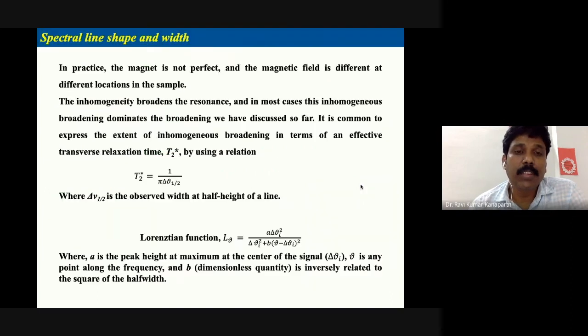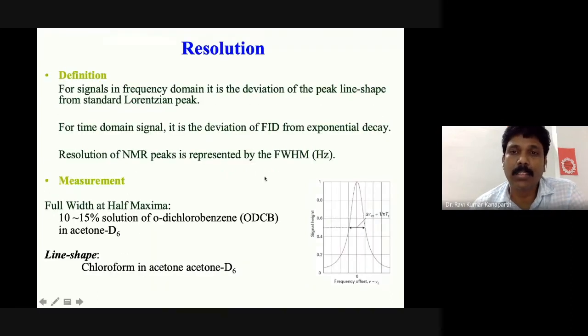And if it is a time signal, it is the deviation of the exponential from the FID. Okay. By definition, the resolution of an NMR spectrometer is defined in two different ways. One is if it is a frequency domain signal that you are talking about, and you can say it is the deviation. The resolution of an NMR spectrometer is nothing but the deviation of the peak, which also means the line shape, from the standard Lorentzian peak.